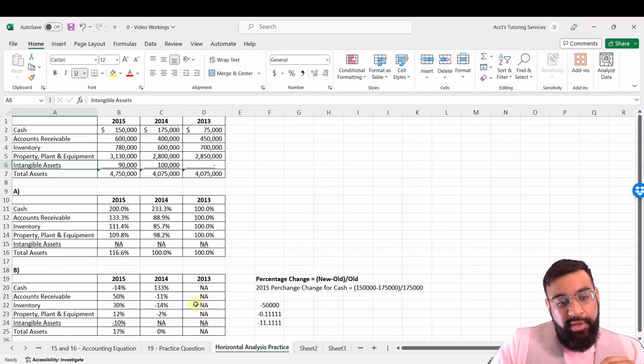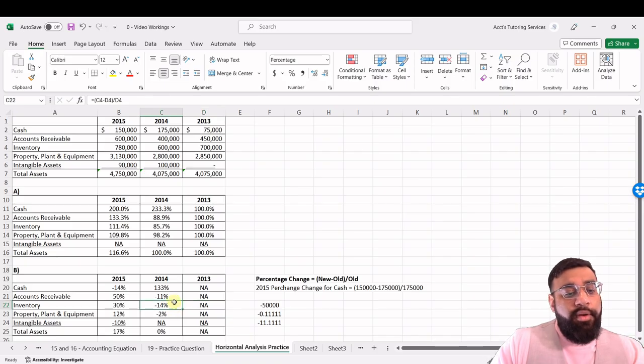Now, inventory decreased in 2014 compared to 2013. So this could be good or bad. This could be good because we're selling off inventory, which is what every company wants to do. It could be bad because our total sales might have decreased, so we have less inventory on hand. So we have to paint the entire picture, right? Figure out what's going on.